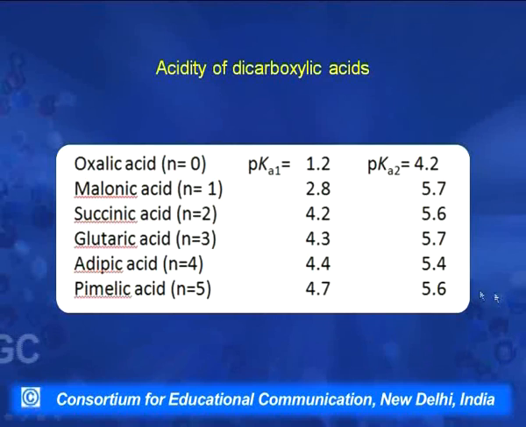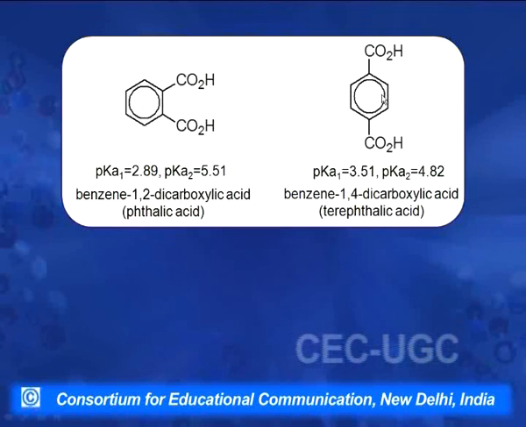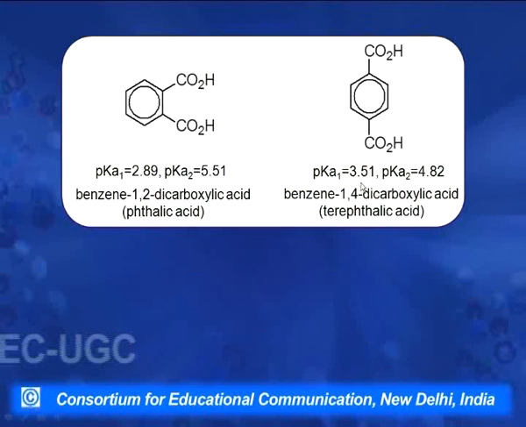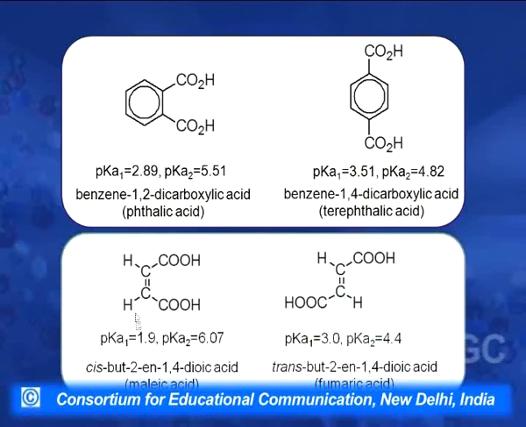But the second dissociation for any acid is always lesser, meaning pKa2 is higher, because the second hydrogen ion has to be lost from a negatively charged species. A similar thing we can observe with aromatic dicarboxylic acids. The pKa1 is 3.51, whereas pKa2 is higher than this. Even for the unsaturated dicarboxylic acids, we observe the same thing. The first dissociation pKa1 is lower and the second is higher. So the first dissociation is like a stronger acid, the second like a slightly weaker acid.